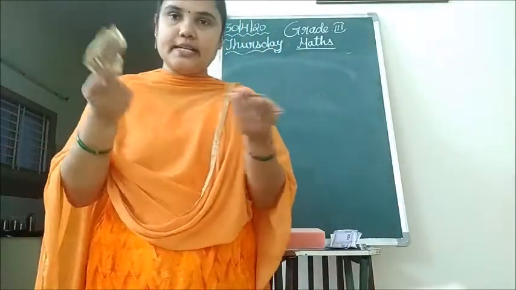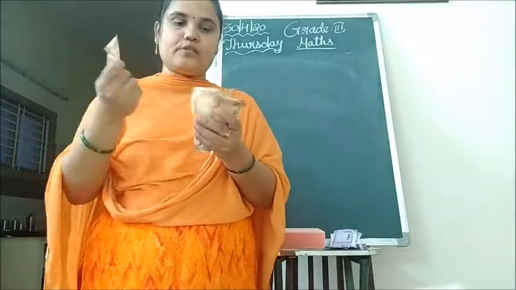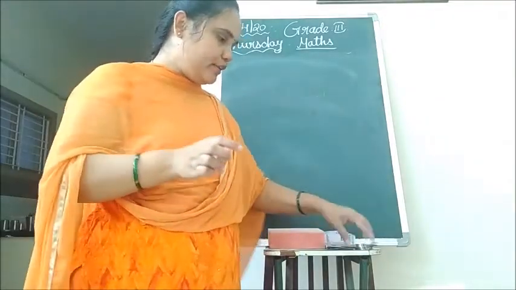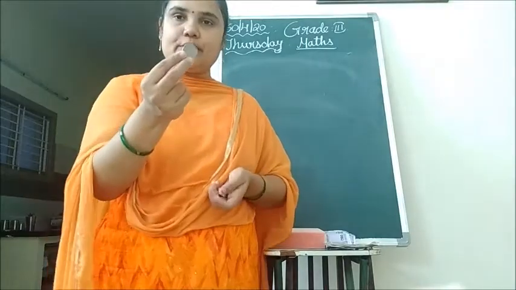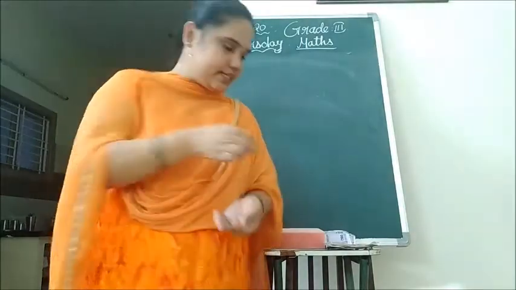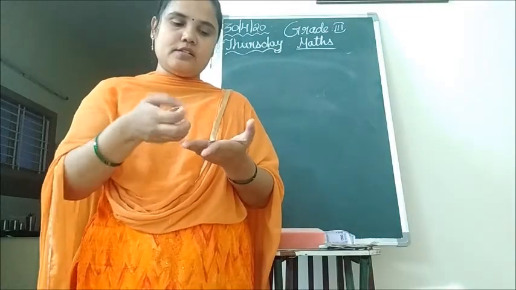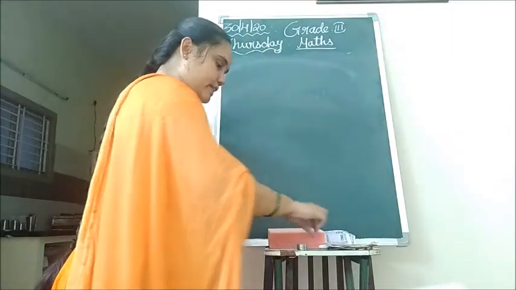And next see children, 10 rupee notes. How many 10 rupee notes? 1, 2, 3, 4, 5. 5 10 rupee notes. And next I have 1 rupee coins children. How many 1 rupee coins are there? 1, 2, 3, 4, 5, 6, 7, 8, 9. I have 9 1 rupee coins.